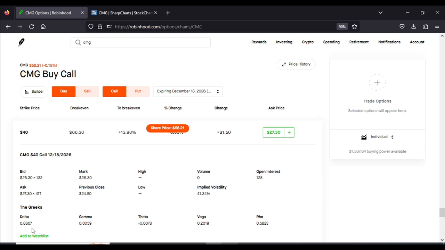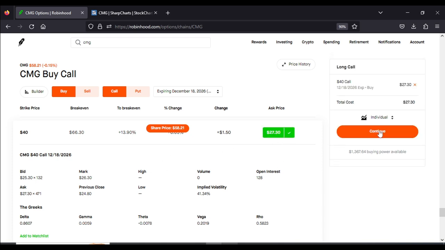The other reason I would go with the $40 strike price is because of the open interest, which is $128, and the volume, which is zero. I'm not going to get straight into the Greeks right now. I do have a video about that, and I will link it in the description below. Also, the implied volatility is something else you could pay close attention to. So we're going to select that price and hit continue.